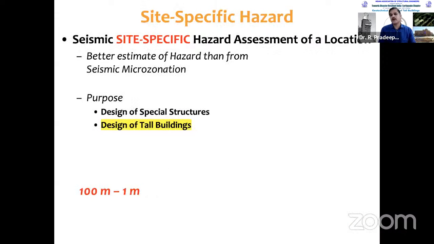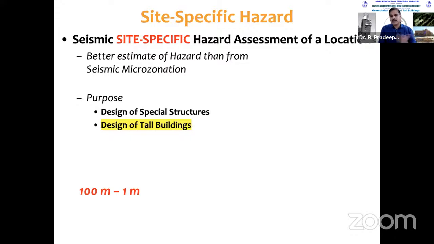Now, what is more important for tall buildings especially is site-specific hazard assessment. Macro hazard will not give us a proper data, proper information about earthquake, or what kind of hazard or earthquake shaking is going to occur. And microzonation also will not give. So what we need is site-specific hazard assessment, in the range exactly we need at the project site. So 1 meter up to 100 meters, that project site area.